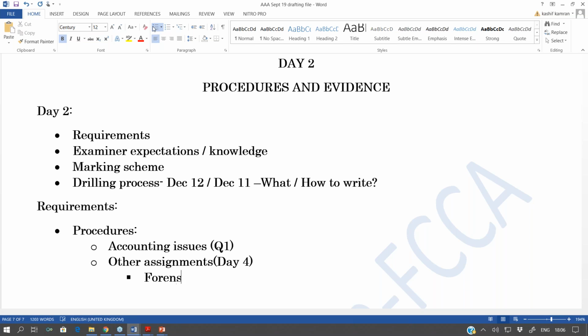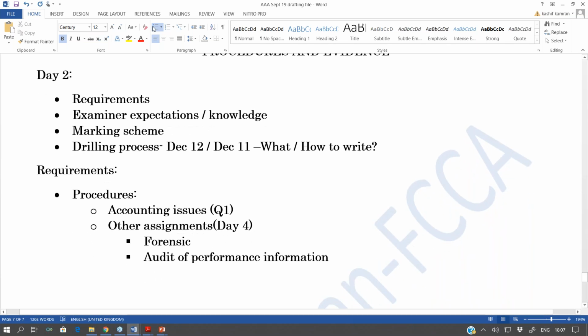assignments the procedures do come, we know in the other assignments there is an area known as forensic, which is very habitual of procedures. And then there is an area known as audit of performance information, where procedures is a very regular feature. So as a student, you should first know where you can find procedures. You can find them in the first question, which pertains to accounting issues. You can then find them in the areas of other assignments, specifically in the area of forensic, and then in the area of the audit of performance information. And these are two areas which will be specifically addressed on the 4th day.